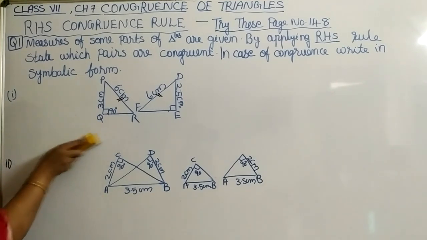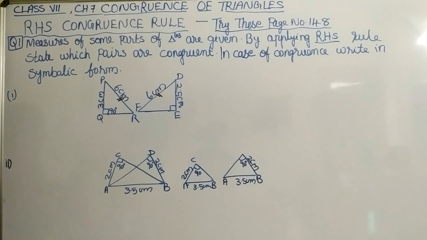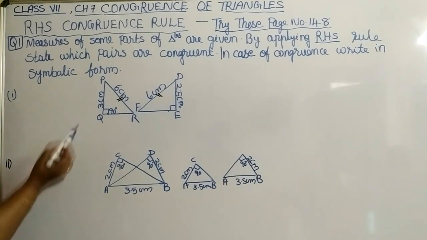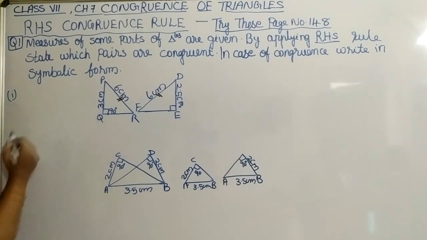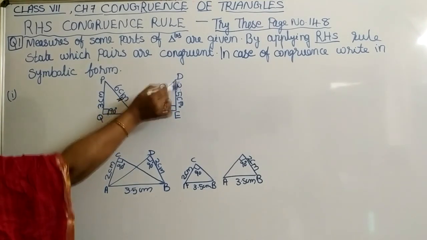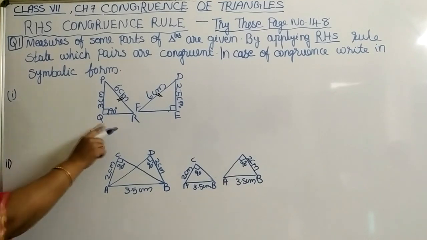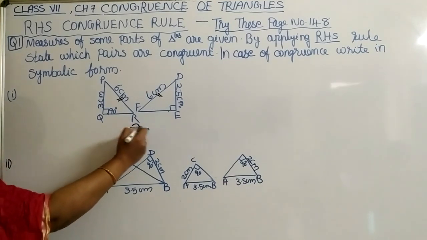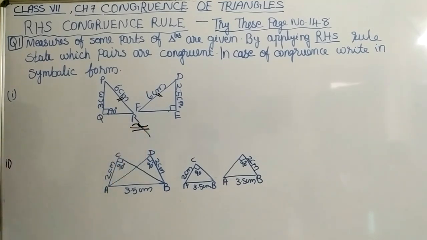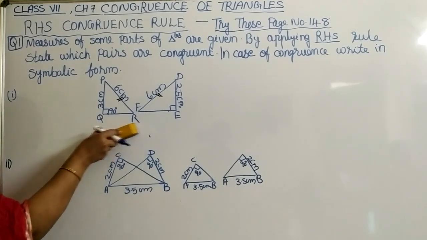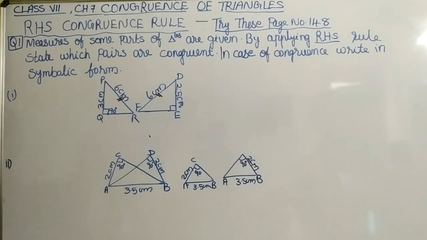Now we can choose any one side, either base or altitude. Here the side given is 3 centimeter, but here the side given is not 3 centimeter, it is 2.5 centimeter. So what we can say? Yes, these 2 triangles are not congruent because the side is not equal. So we can write the solution.